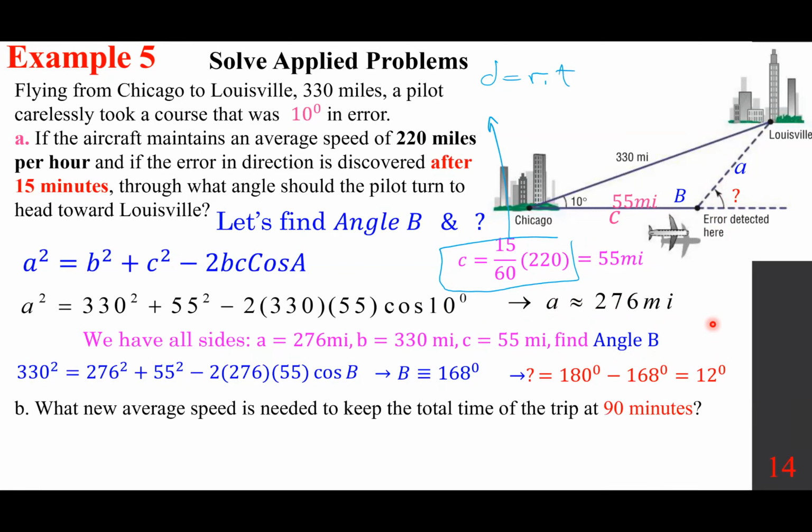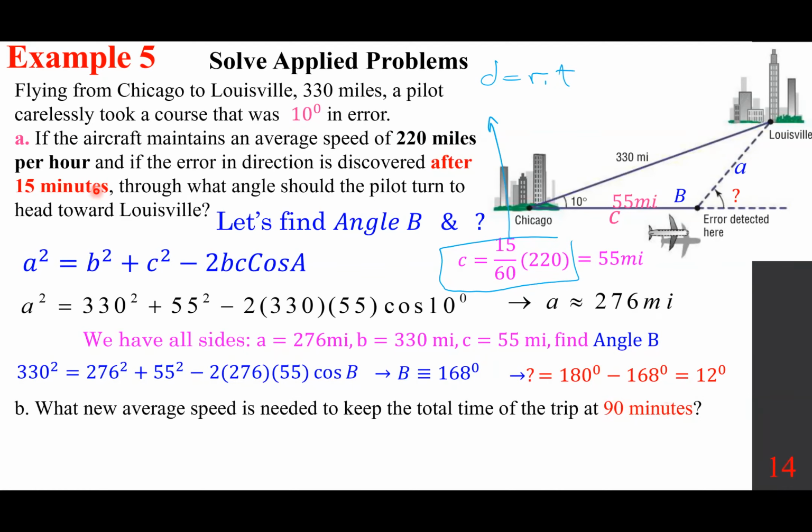Now, we were doing 220 miles per hour, but what new average speed is needed to keep the total time of the trip at 90 minutes? Assuming we were planning to make it in 90 minutes, and now we're not going to make it in 90 minutes, how do we change and adjust our speed to still make it in 90 minutes? That's the idea.